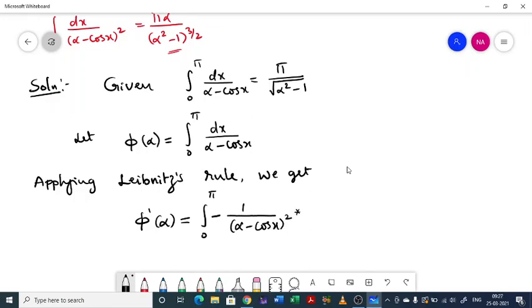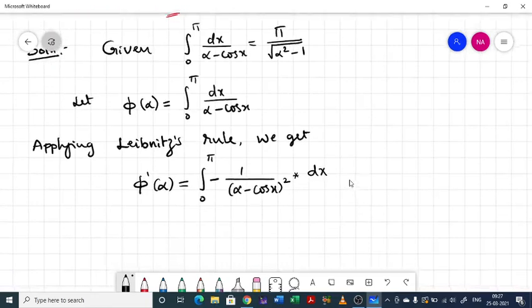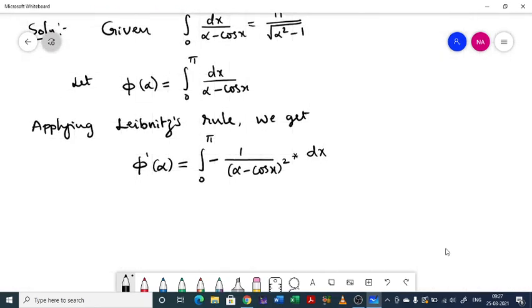into derivative of this denominator function. So 1 minus 0 you get, right? So it is 1, so not necessary to write, it will be dx. So from this I got phi dash of alpha equal to minus integral 0 to pi 1 by alpha minus cos x whole square.